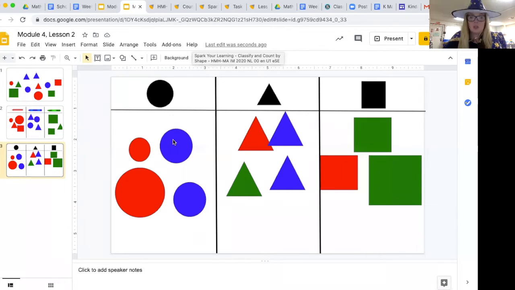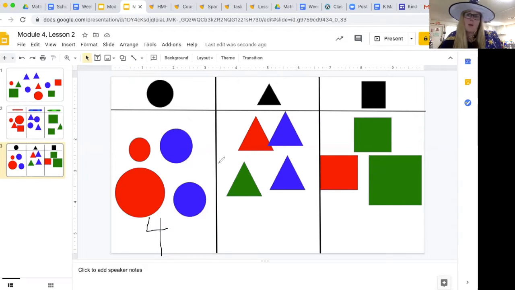1, 2, 3, 4. 4. Okay, count the triangles for me. How many? Good job, 4. How about here? How many squares? 3. Guys are great at counting and great sorters, great classifiers. That's amazing. Great job, guys.